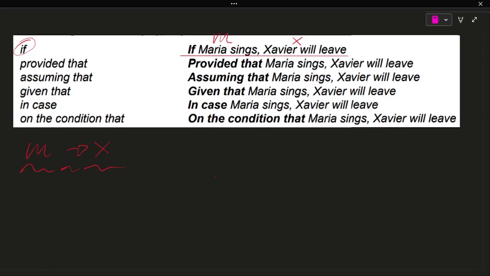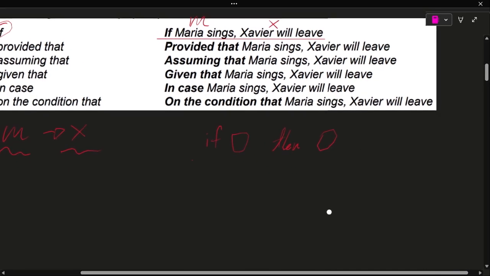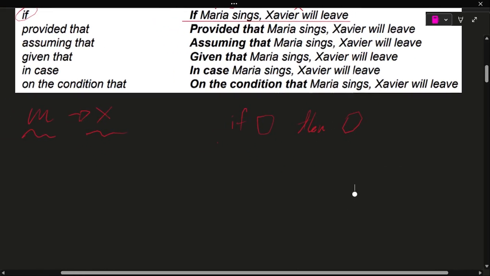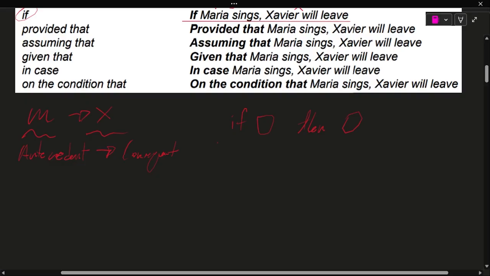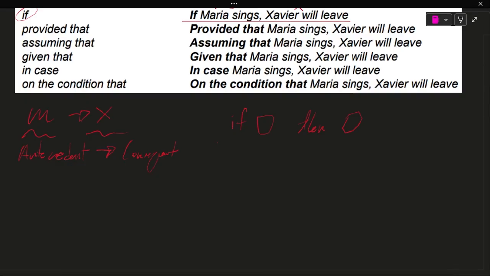The conditional is added there because whenever an if statement occurs, let's say if square then circle, whatever comes after the if is always the antecedent. The antecedent being the first part, followed by the consequence. Choose a better color. Green, thicker.